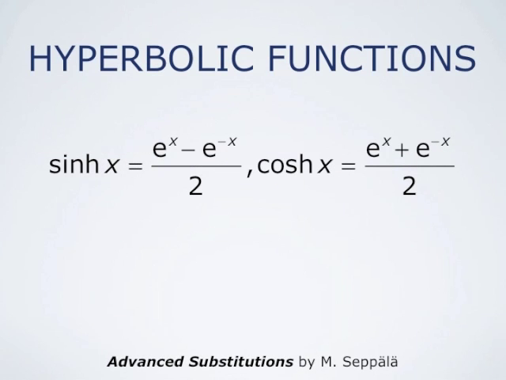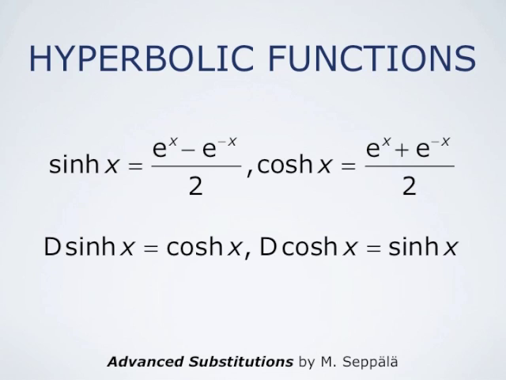For the next example, recall that hyperbolic sine of x is e to the x minus e to the negative of x divided by 2, and that hyperbolic cosine of x is e to the x plus e to the negative of x divided by 2. Straightforward differentiation implies that the derivative of hyperbolic sine is hyperbolic cosine, and that the derivative of hyperbolic cosine is hyperbolic sine.